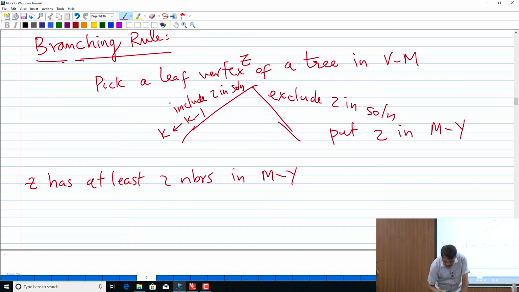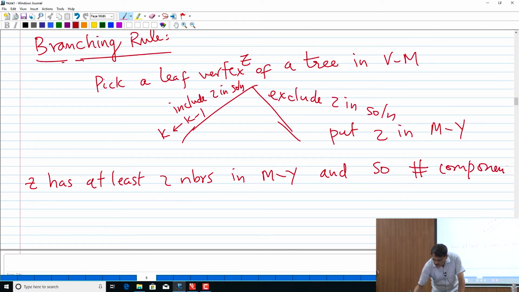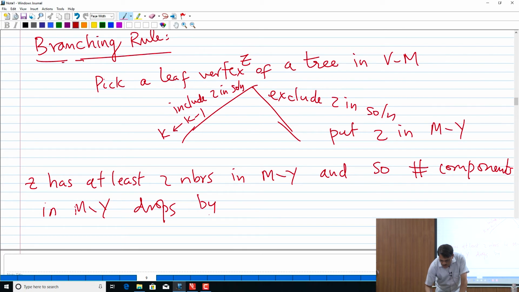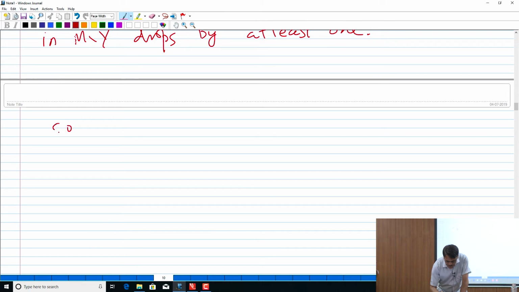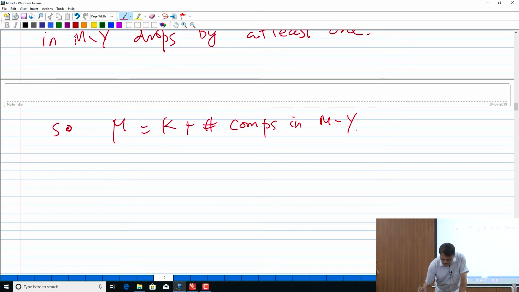I should say z has at least 2 neighbors in Y, and so the number of components in M minus Y drops by at least 1. So if you take my measure mu as k plus the number of components in M minus Y.